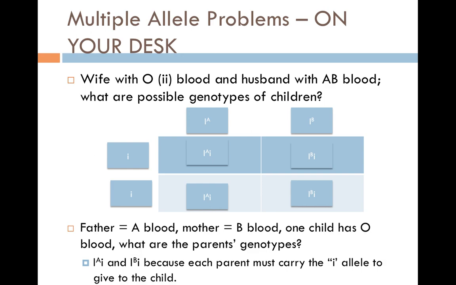Because that child, his or her genotype is little i, little i. So they must have inherited that one copy from each of their parents, which means that both parents have to be heterozygous for A and heterozygous for B. Because if they weren't, if they were homozygous, I^A I^A or I^B I^B, then there'd be no way that their child could actually be type O for blood type.